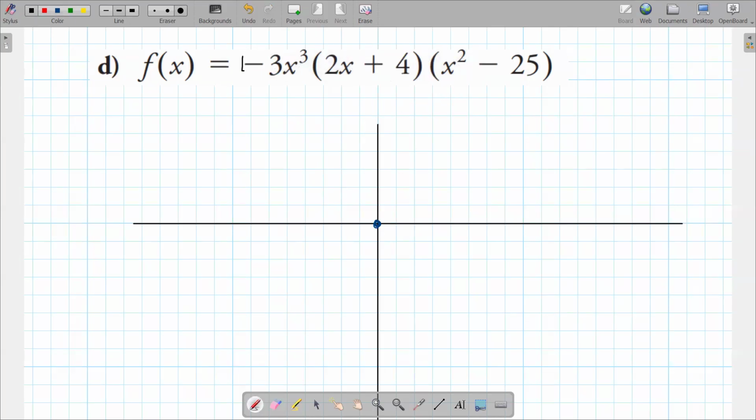But now the leading coefficient is negative, right? So it's like a quadratic. Instead of opening like this, it's going to open like this. Q3, Q4. So we open down here. We end down here. So one of the zeros is at 0. The other 0 is at -2. And the other zeros are at +5 and -5. You agree?